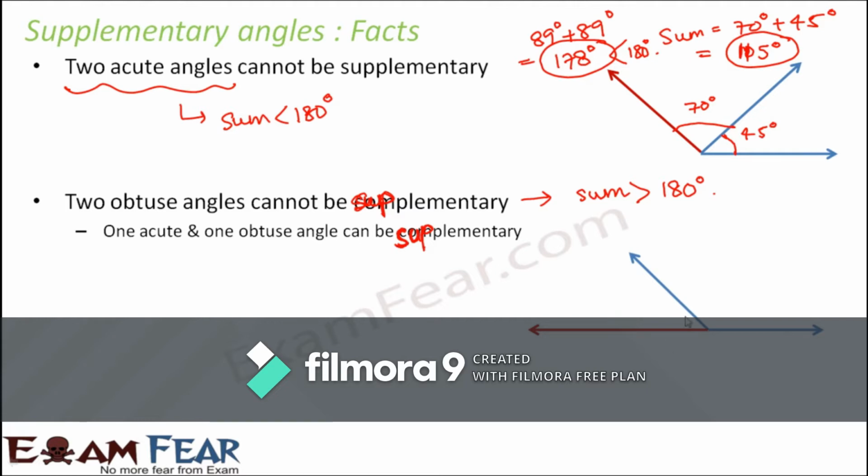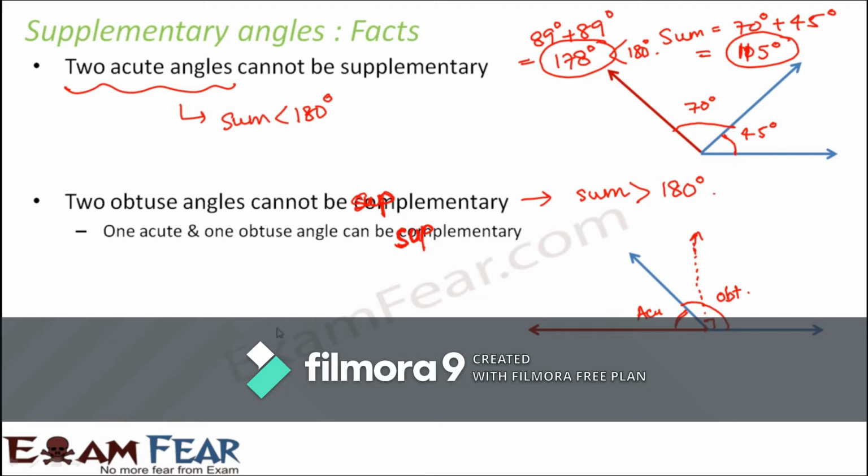So let's look at this one. Let's say this angle, now this is definitely supplementary angles because the sum of these two angles is definitely 180 degrees, which is a straight line, right? So here when you look at this angle, this is obtuse, it is greater than 90 degrees. 90 degrees would have been something like this. So it is greater than 90, so this is obtuse, and this one is acute because it is less than 90. So one obtuse, one acute make a perfect supplementary pair.